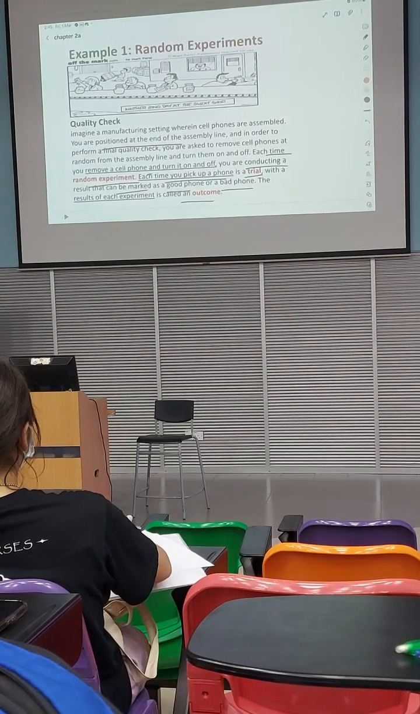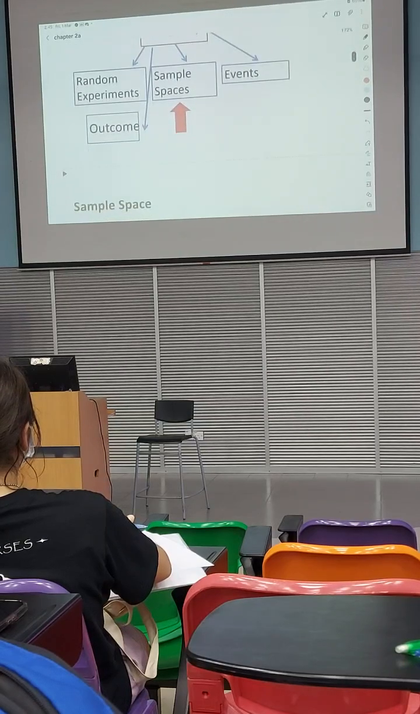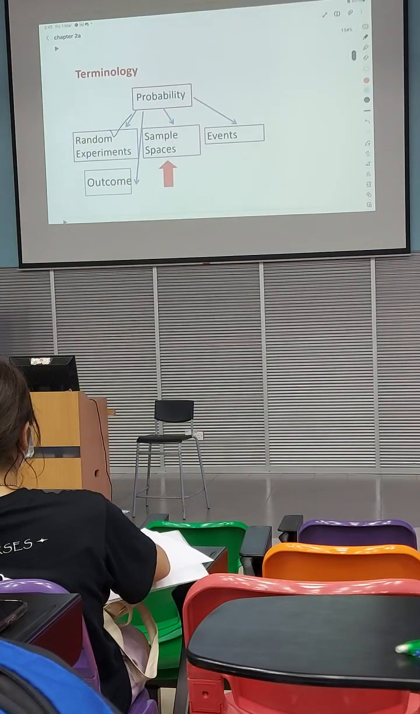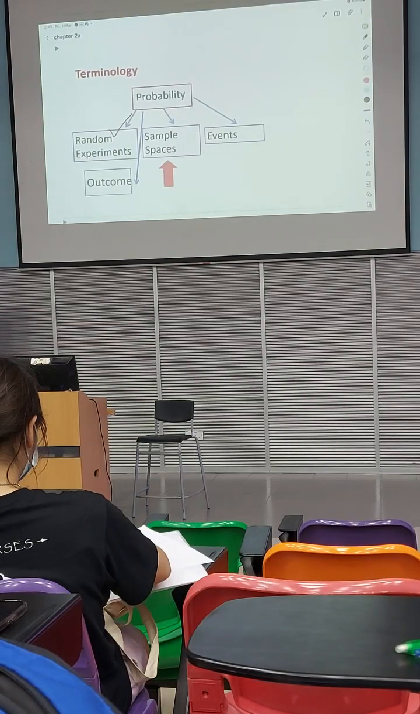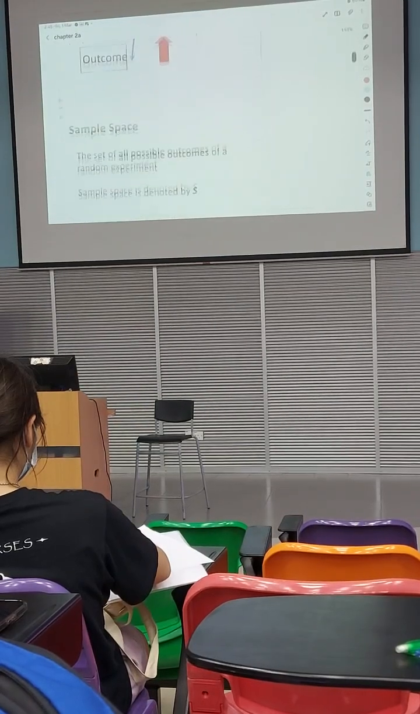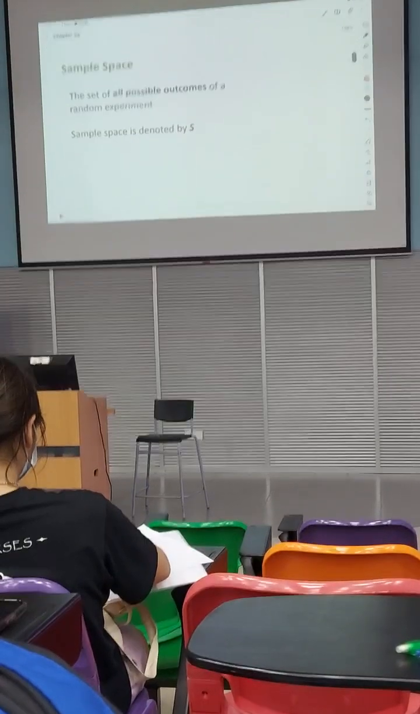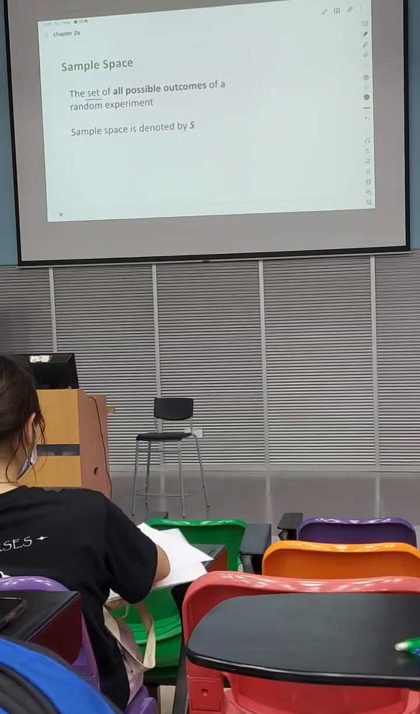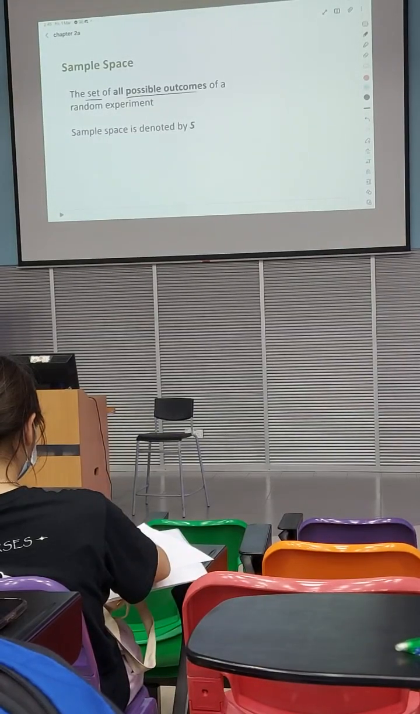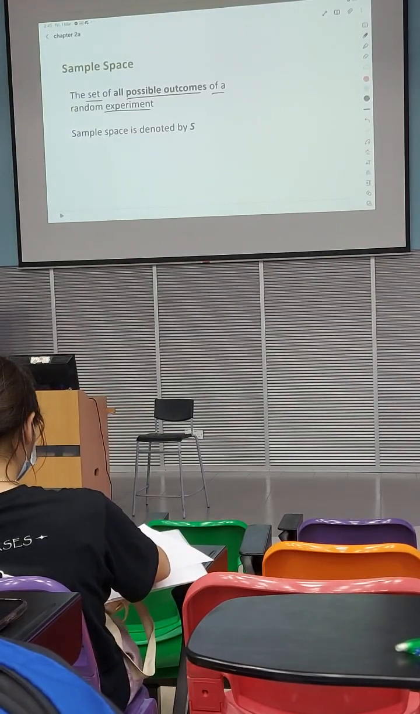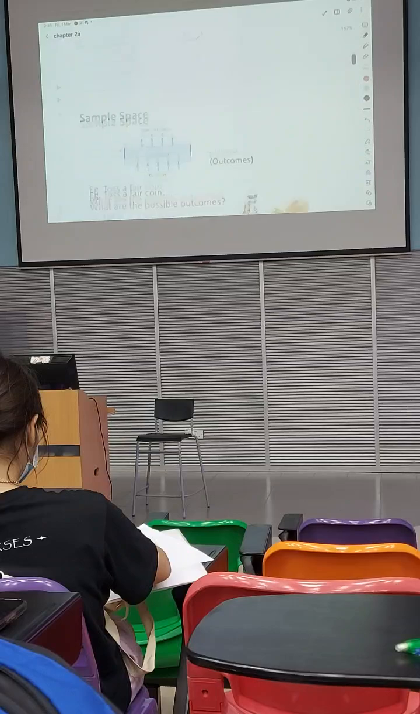Understand? So this is related to the random experiment. The next one: how about the sample space? What is meant by the sample space? Let's figure out. A sample space is the set of all possible outcomes of a random experiment. We use S to represent the sample space. So what does that mean?